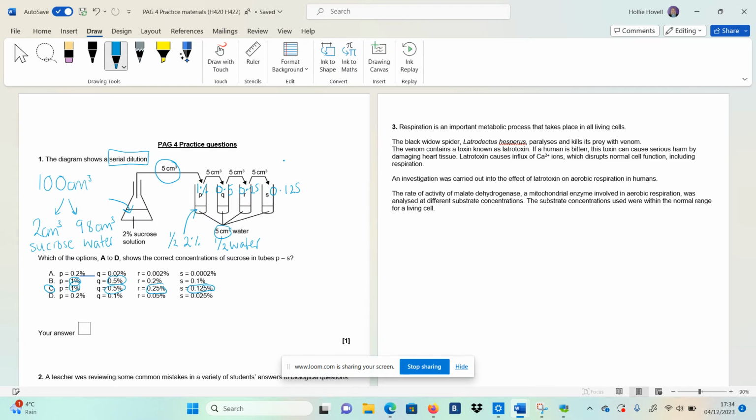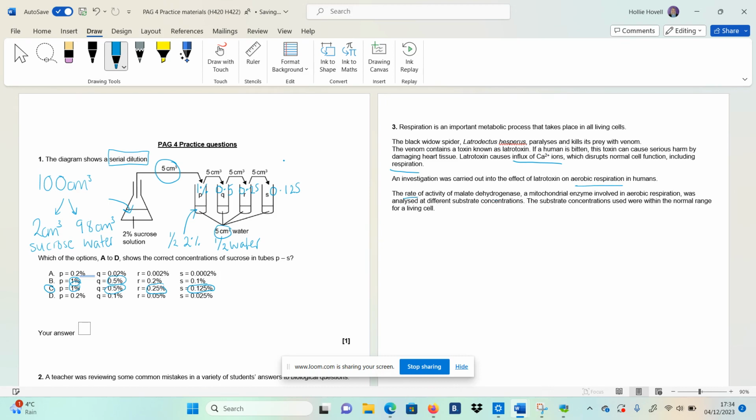The venom causes a toxin known as lactotoxin. If a human is bitten, this toxin can cause serious harm by damaging heart tissue. It causes an influx of calcium ions, which disrupts normal cell function, including respiration. An investigation was carried out into the effect of lactotoxin on aerobic respiration in humans.